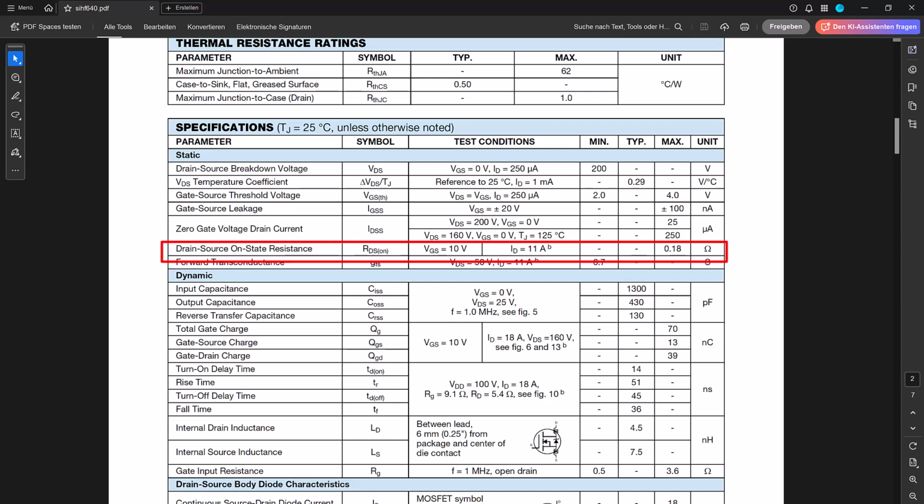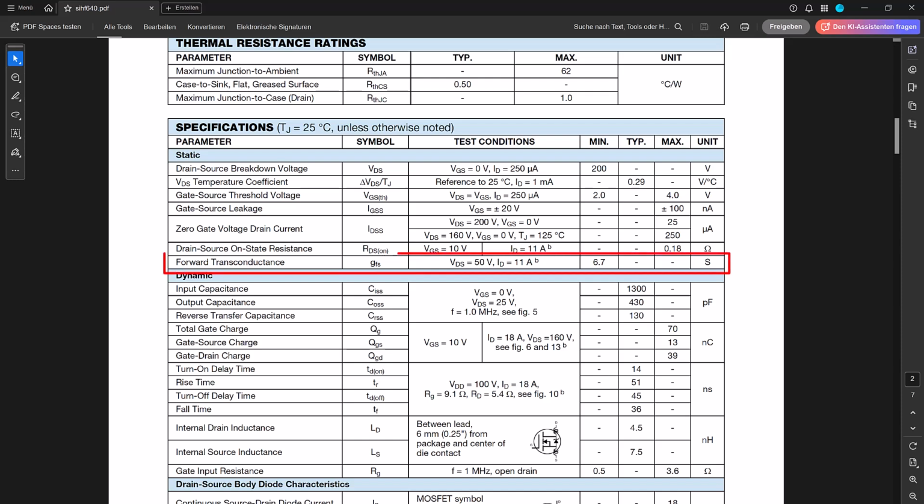RDS(on) equals 0.18 ohms maximum at VGS equals 10 volts and ID equals 11 amperes. This is the headline number. But again, conditions matter. If you drive the gate at 5 volts, the resistance will be significantly higher, maybe double. And it increases with temperature. See figure 4, which we'll reach in a moment.